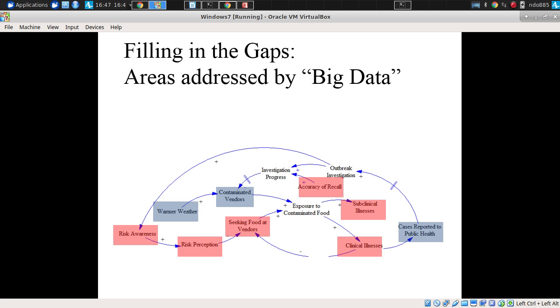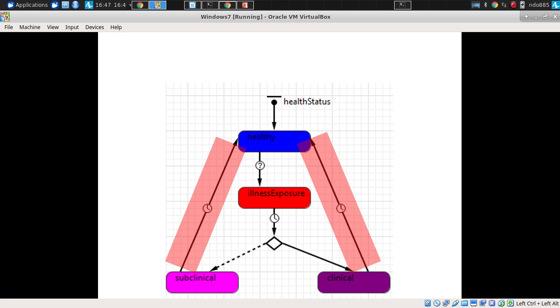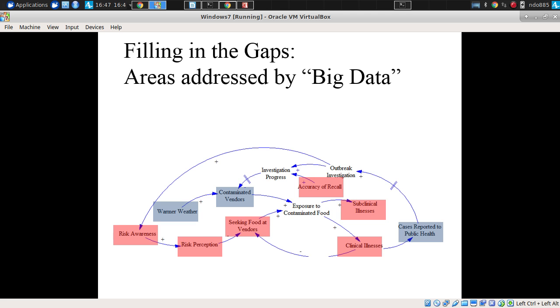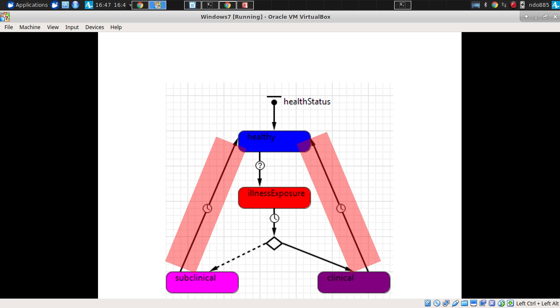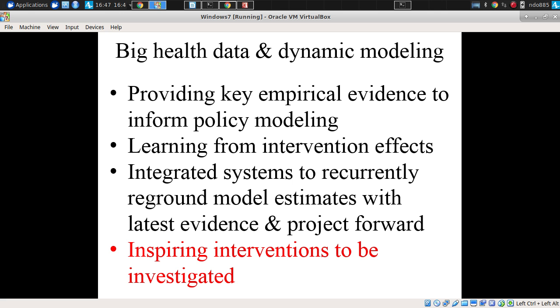We could try to understand each of those using, for example, the fraction of cases that are subclinical versus clinical, or how quickly they recover and start engaging at food seeking at vendors. Those are all aspects that we can collect from the data from the phones and use to put in as assumptions of the model.